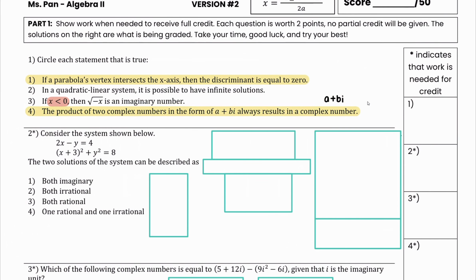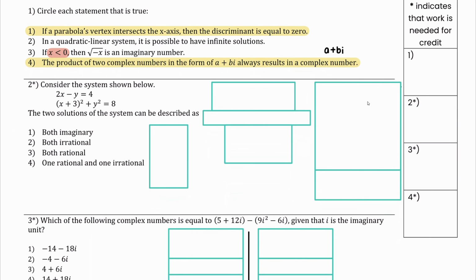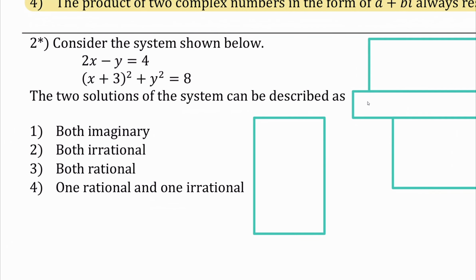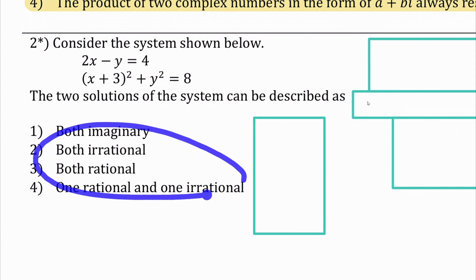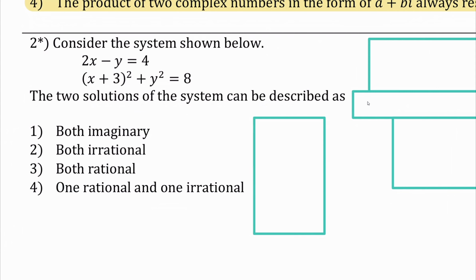Okay, let's look at number 2. So number 2, here we have, consider the system shown below. Here they give us a linear equation and then the equation of a circle. So we want to see the two solutions of the system can be described as blank. So notice here that they're not asking for specific solutions, but rather the type of solutions. So that indicates to us that we're going to have to use the discriminant at some point, unless you want to solve the entire system, which is more time consuming.